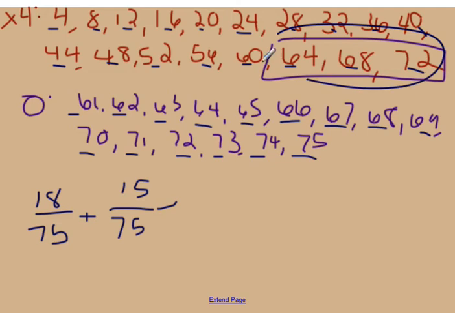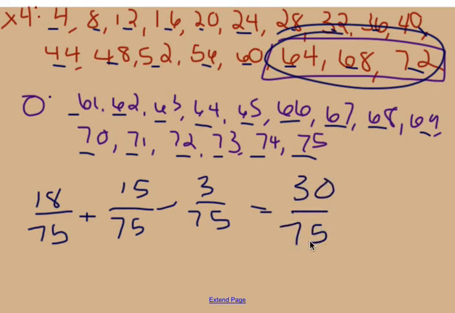And then we need to subtract off those 3 that are both. So 18 plus 15 minus 3 is going to give me 30, and that's going to be divided by 75. So there I get 0.4. So that's my final answer. That's the probability of getting a multiple of 4 or something in the O column.